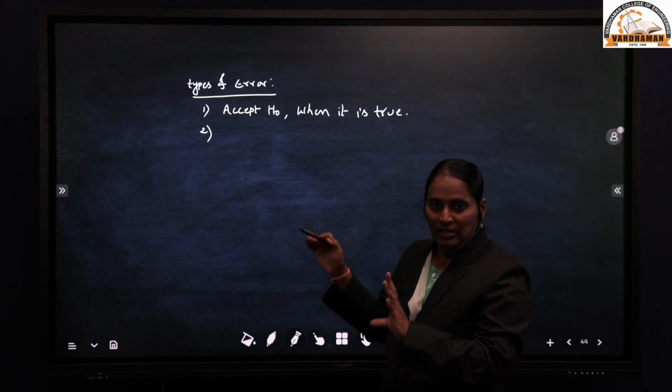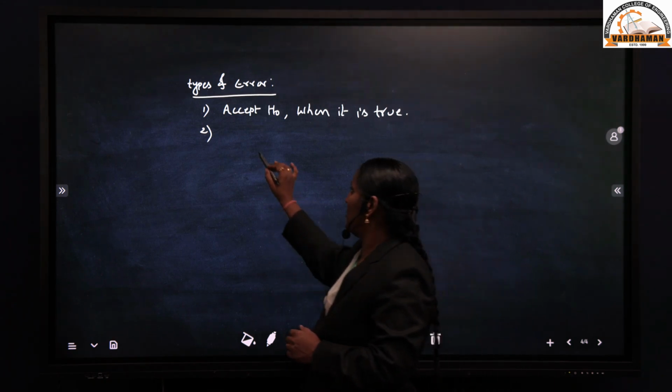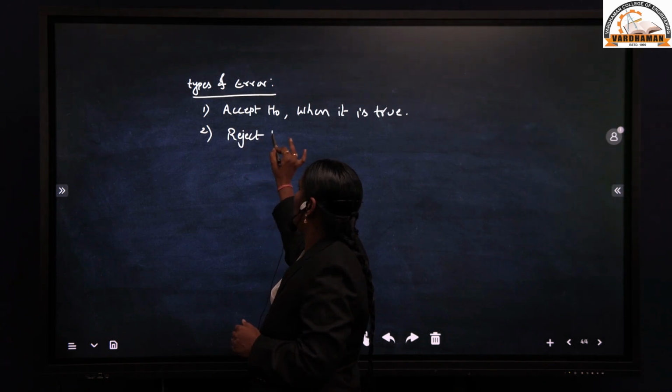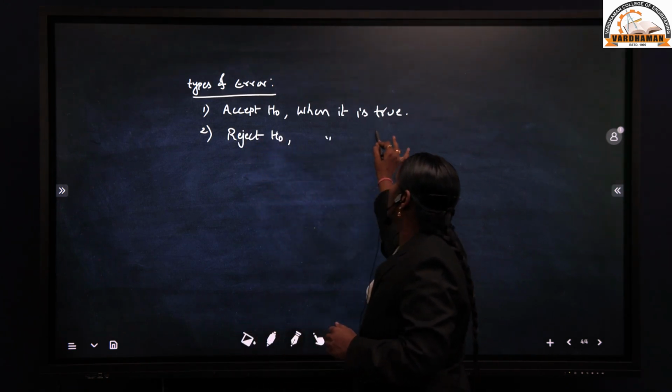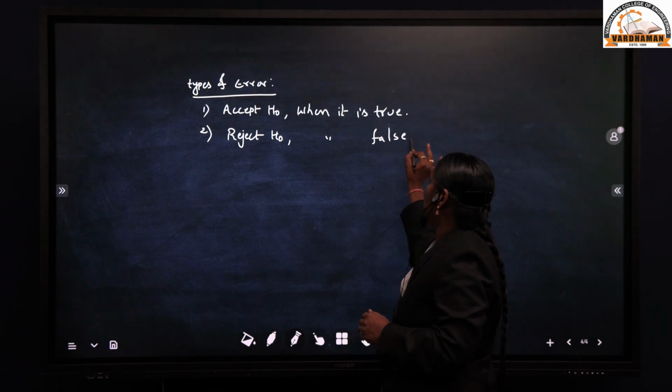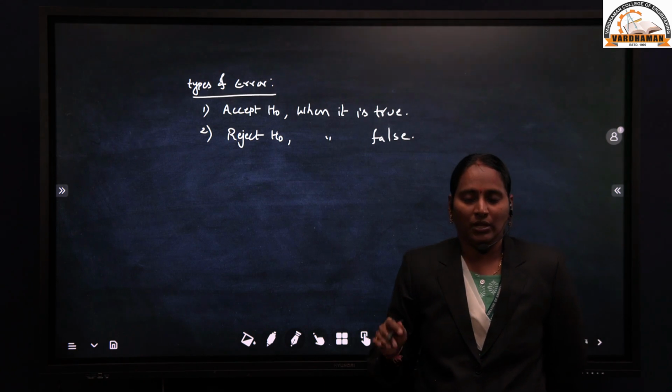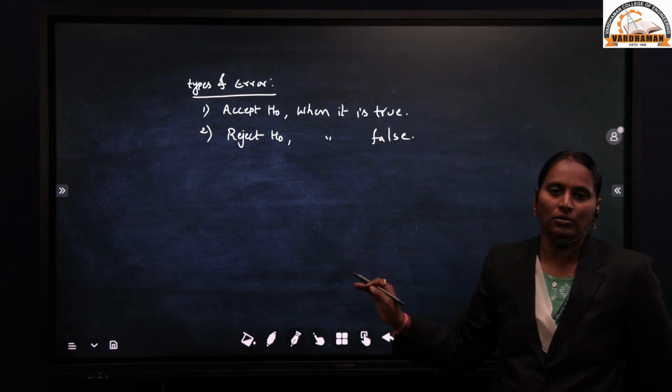Now you are going to consider all these four statements I am explaining. Next, the second one is to reject H naught when it is false. It means that if the given statement is false, you have to reject it.